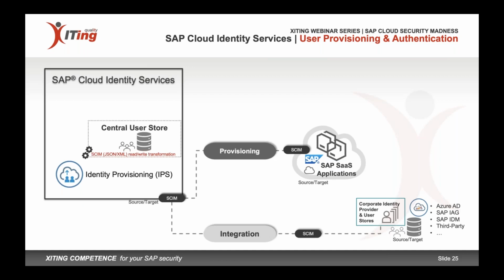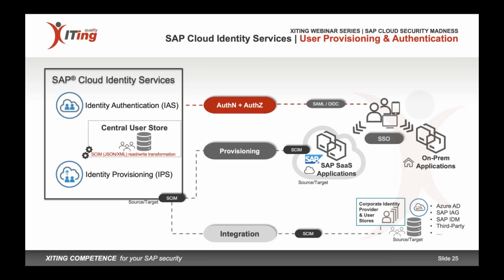So now this is used as a source for provisioning of users towards cloud applications, meaning you can now keep track of the identity lifecycle using your IPS and using the SCIM interface of your cloud applications. And on top of that, the identity authentication service takes care of all the authentication and also the authorization stuff for your on-premise and for your cloud applications. You also can connect, as I said, your identity authentication easily to an existing corporate IDP.